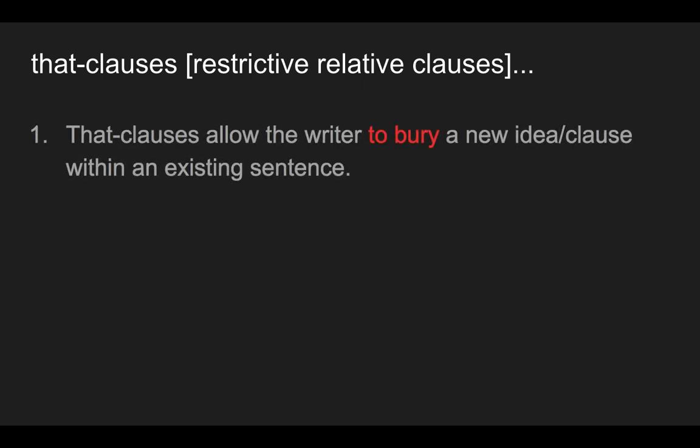So let's take a look at it. So number one, that clauses essentially allow a writer to bury a new idea or clause within an existing sentence. So this is a way for you to add in more information. You're burying a new idea within your existing sentence. And usually you'll have your subject, your verb, then you'll have your that clause. It plugs in. So we can look at our formula. Formula basically is C1, so that would be the existing idea, the start of your first clause, which would be your subject and your main verb. Then you have the that plus C2, so that second clause gets buried right within the original structure.